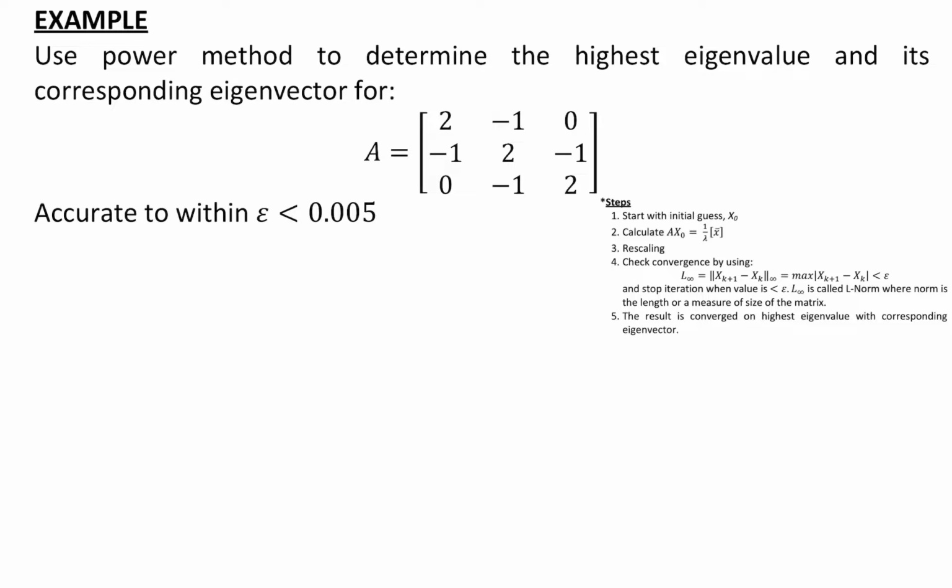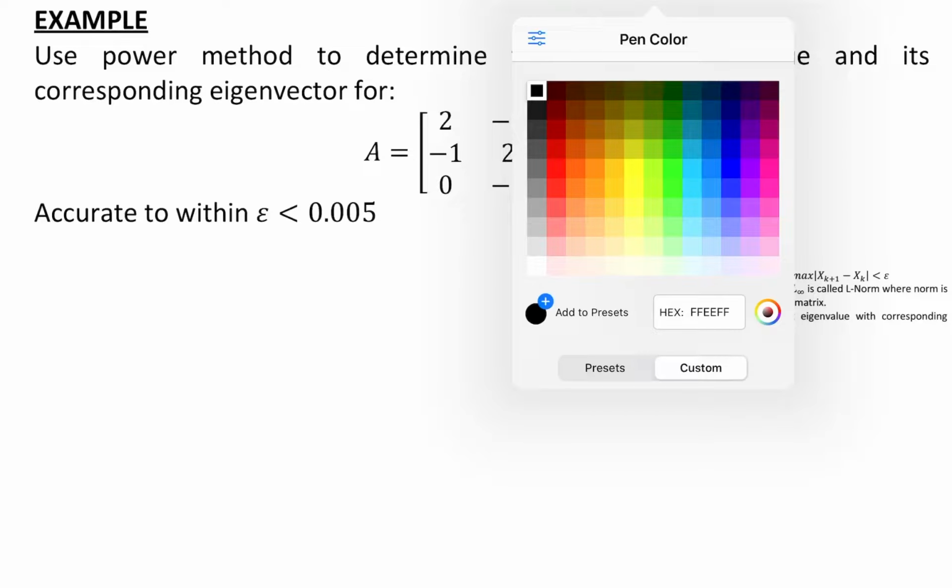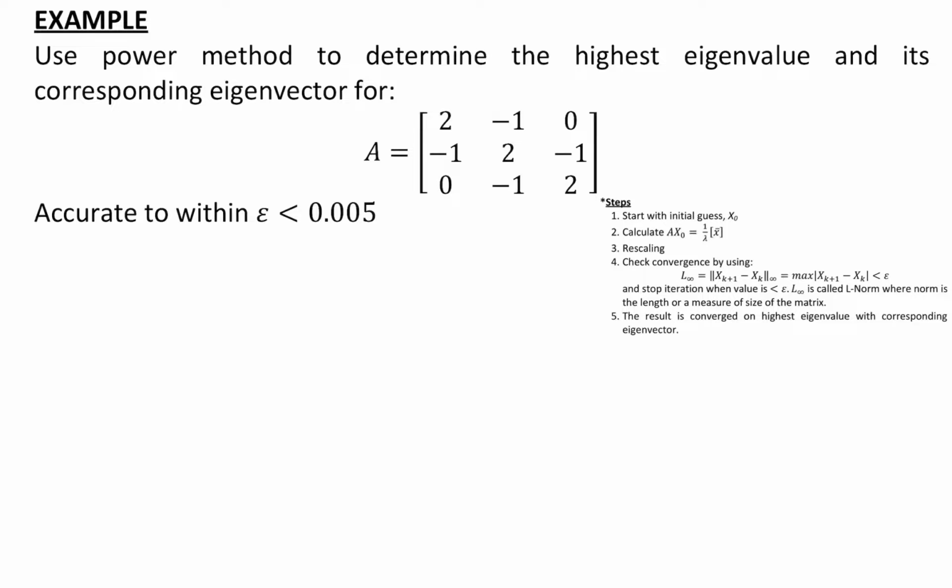Let's do the first step. Start with an initial guess. No initial guess is given in the question, so you can start with all entries as 1. So my step 1: let our initial guess, since we have a 3 by 3 matrix A, be x1, x2 and x3. So let's say 1, 1, 1. That's our first step.